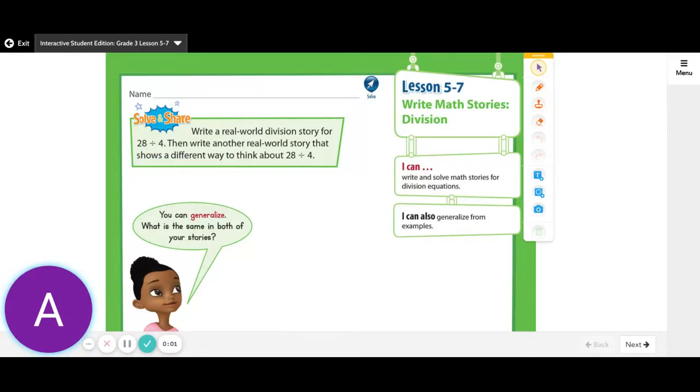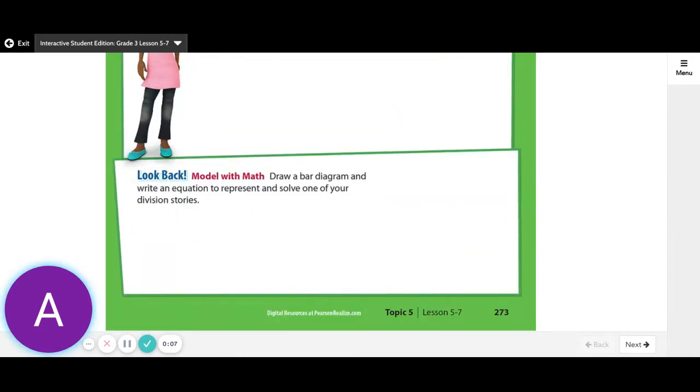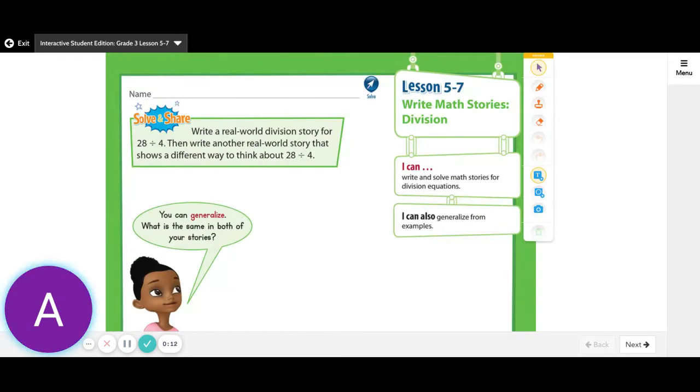Today we're going to continue working on math stories, but it'll be division instead of multiplication today. So please make sure you are on page 273. Let's look at our I can statements. I can write and solve math stories for division equations. I can also generalize from examples. You can generalize what is the same in both of your stories.